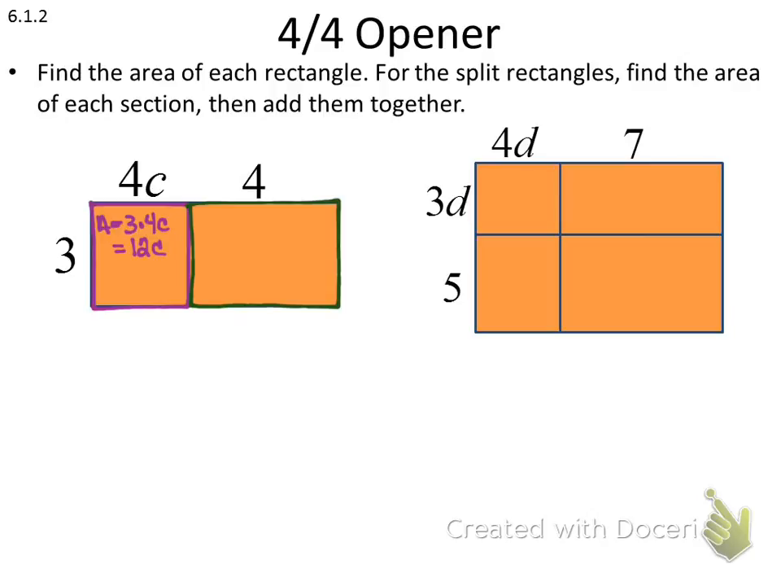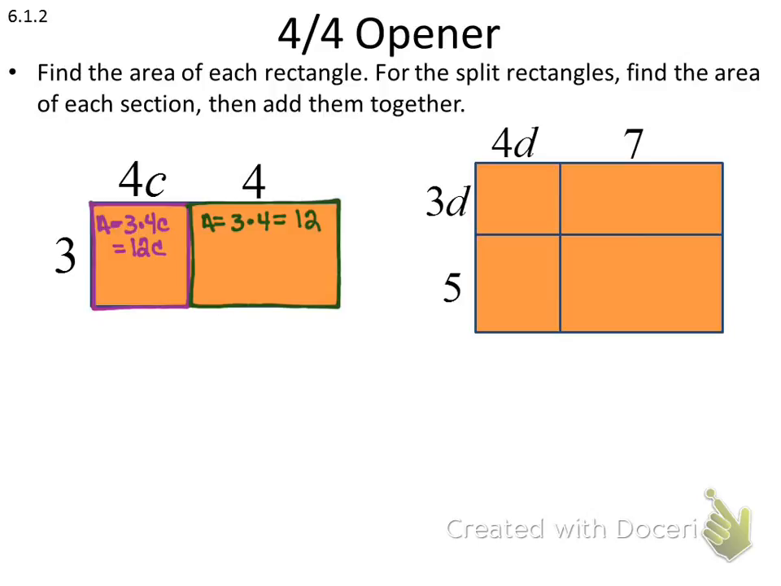Okay, so Stanisha, what's the area of my second rectangle? A equals 3 times 4 equals 12. Can you box it? No, because that's not my final answer. So if I'm looking here, the area of this section is 12c. The area of this section is 12, but I want to know the area of the entire space, the entire rectangle added together.